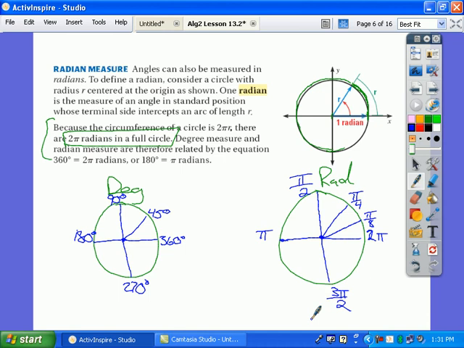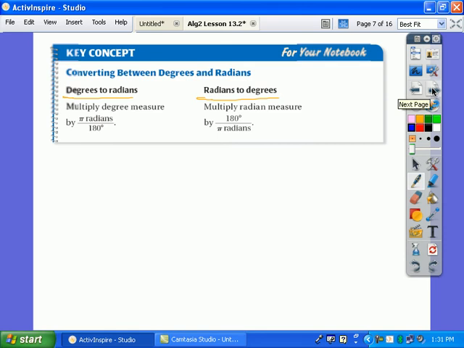But here are our conversion factors. Okay, so if I want to go from degrees to radians, I multiply by pi radians over 180. If I want to go from radians to degrees, I multiply by 180 over pi. And this is how we're going to convert back and forth.